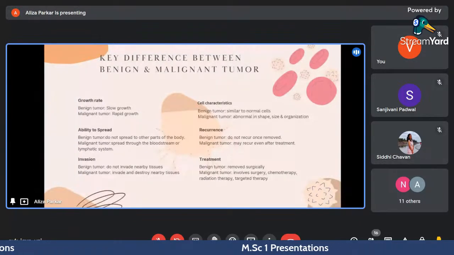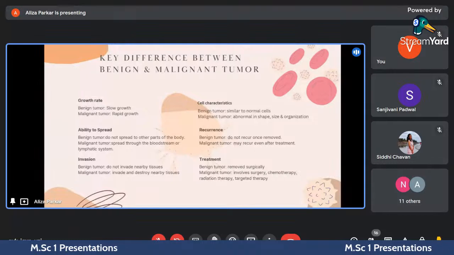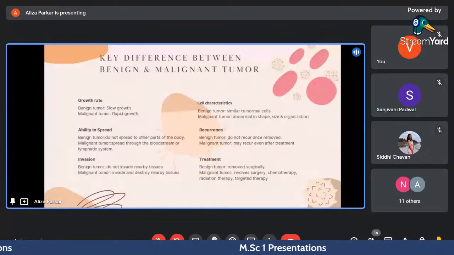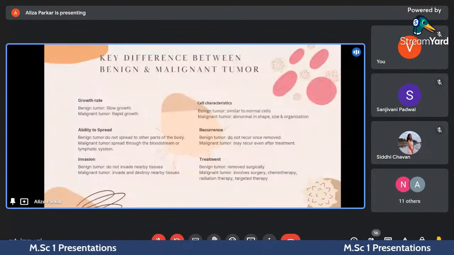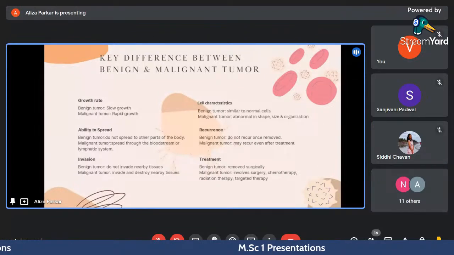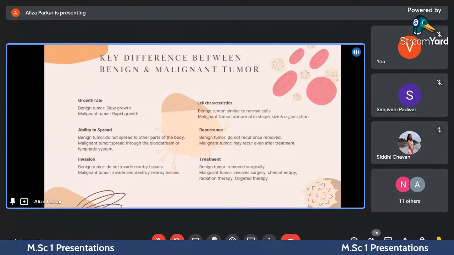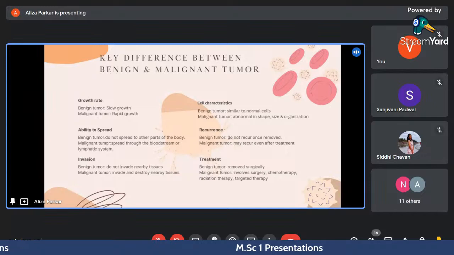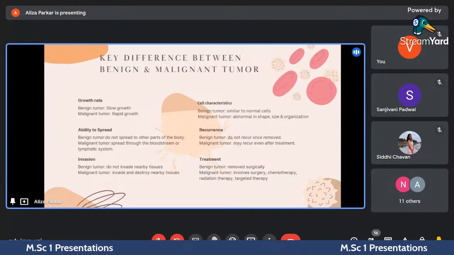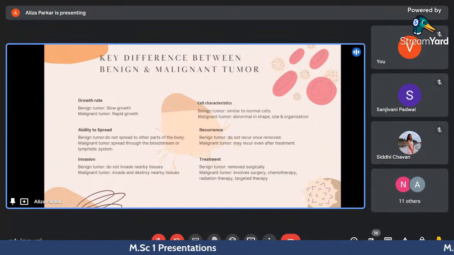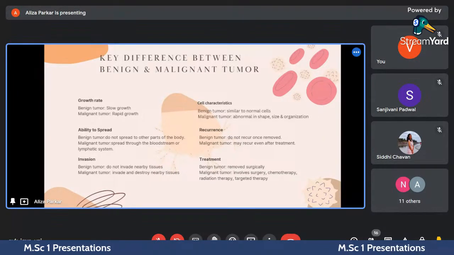Invasion: benign tumors are contained within a capsule and do not invade nearby tissues, whereas malignant tumors can invade and destroy nearby tissues. Cell characteristics: benign tumors are made up of cells that are similar to normal cells, while malignant tumors may have abnormal cell characteristics like irregular shapes and sizes. Then recurrence: benign tumors typically do not recur once removed, but malignant tumors may recur even after treatment. Treatment: benign tumors are usually removed surgically, while malignant tumor treatment involves surgery, chemotherapy, radiation therapy, targeted therapy, or a combination of all these.